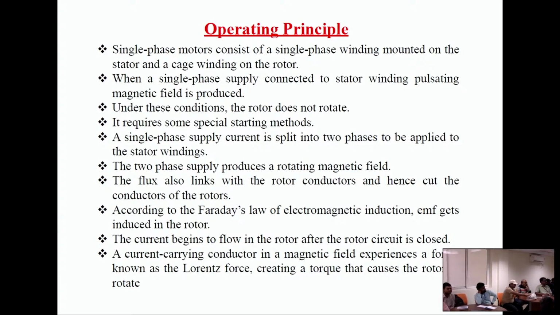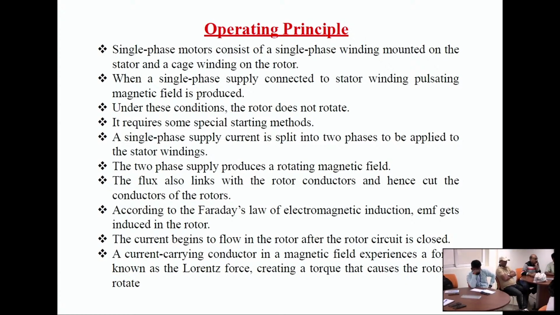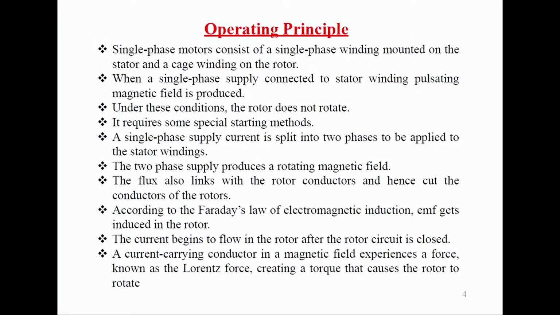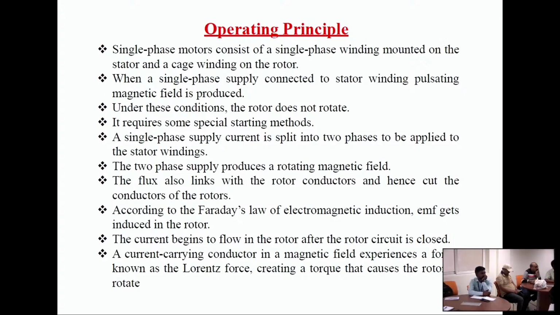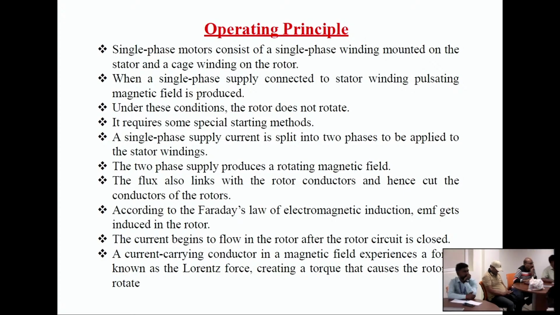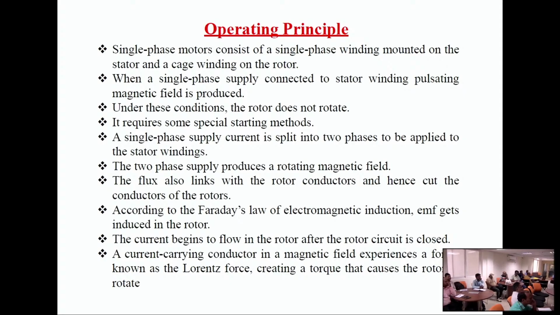So a single phase motor consists of a single phase winding mounted on the stator and cage winding on the rotor. In the three phase induction motor, the stator winding receives three phase AC supply. Here the stator winding will receive single phase AC supply. Single phase is a sinusoidally varying alternating quantity, so sinusoidally varying voltage is applied across the stator. The rotor, to reduce the cost, is generally of squirrel cage type.